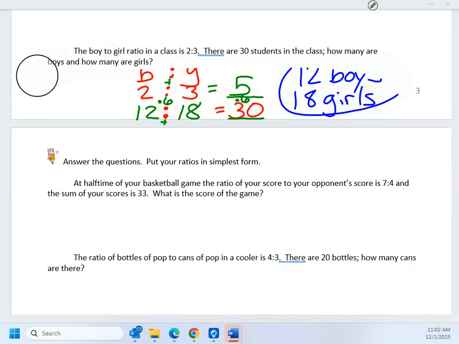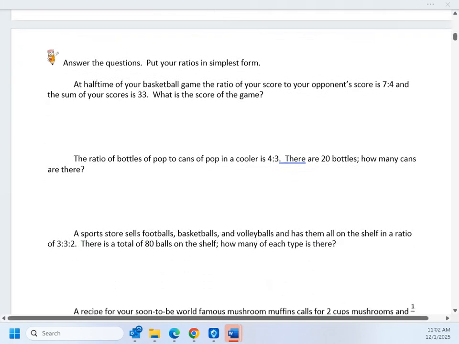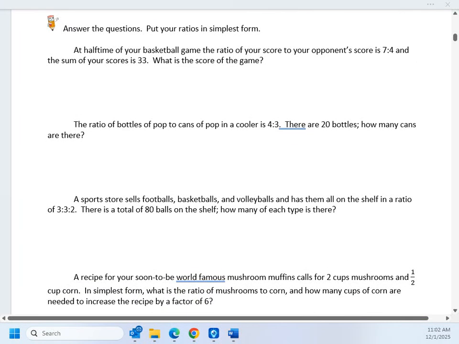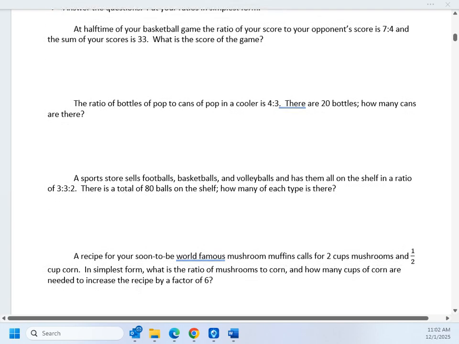Okay, so we have those word problems. Let's look at our second page word problems. It says, put your ratios in simplest form. Some of them are going to be a little bit easier. Some of them get a little more complicated. Let's look at this first one. At halftime of your basketball game, the ratio of your score to your opponent's score is 7 to 4, and the sum of your scores is 33. What is the score of the game?